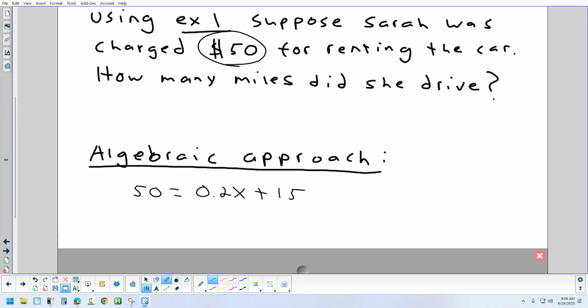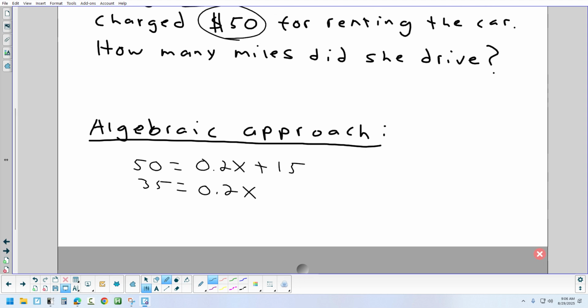Let's go ahead, sorry, Annalise. Subtract 15 from both sides. So we do that, we get 35 equals 0.2x. And my last step to get x by itself? Yes, Declan. Divide both sides by 0.2.